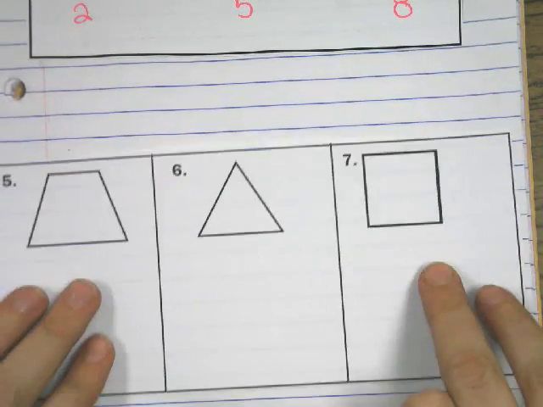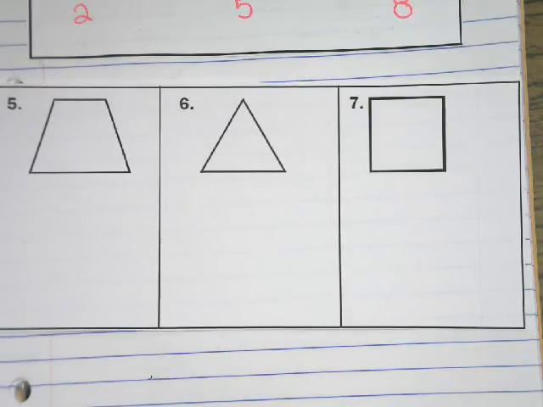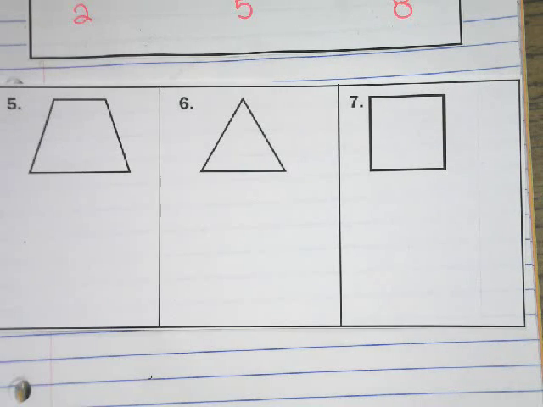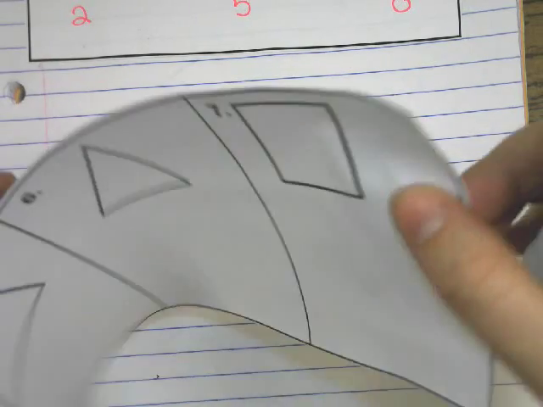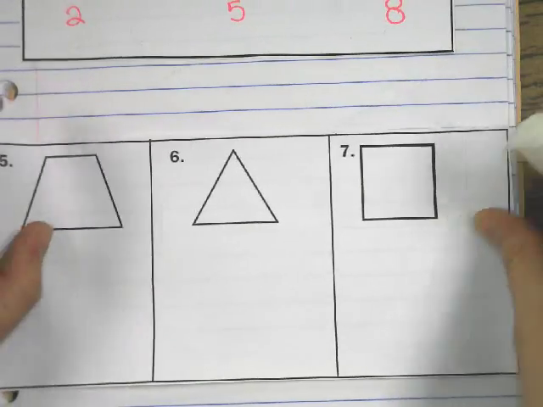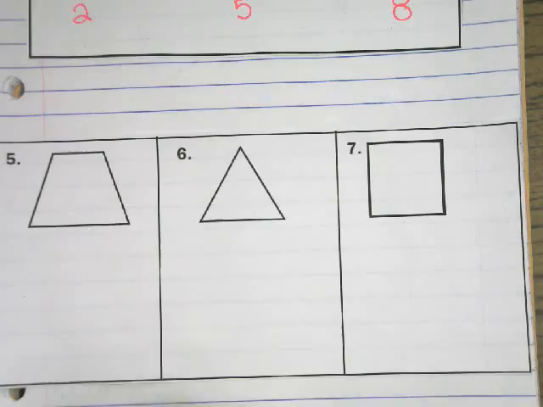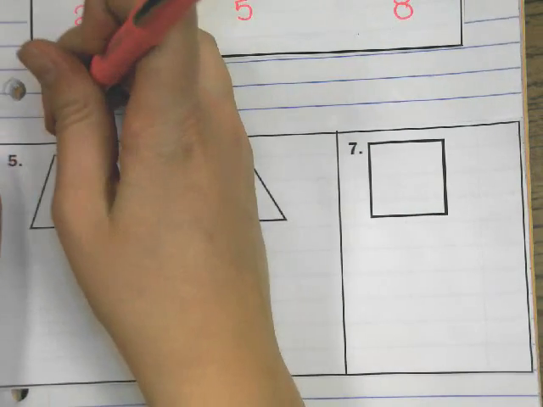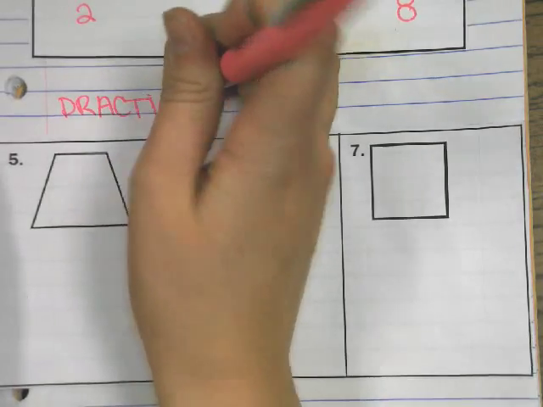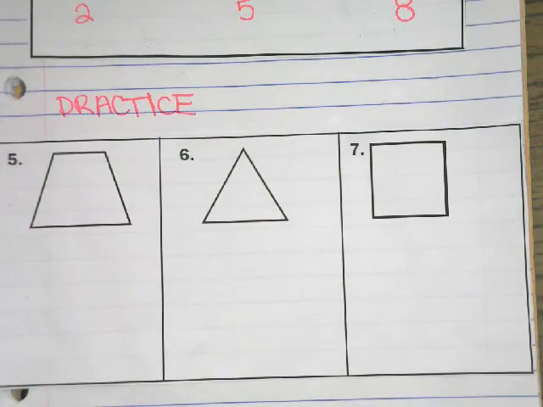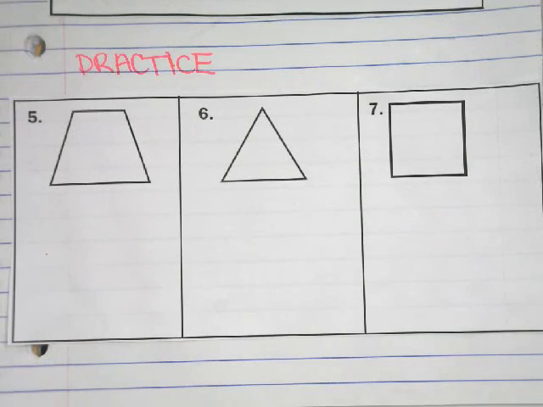What I would like you to do is take these 3 examples that we have. This graph paper, you can toss this. Ended up not needing that. I would like you to glue this down in your binder. Okay, so I'd like you to glue this down in your binder. Above it, I'd like you to put the word practice. Okay, and I would like you to find the lines of symmetry on these 3 shapes.